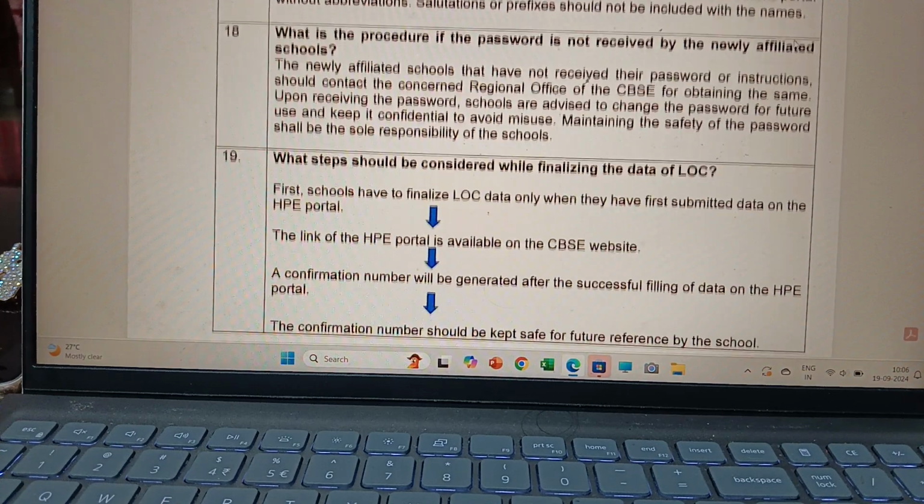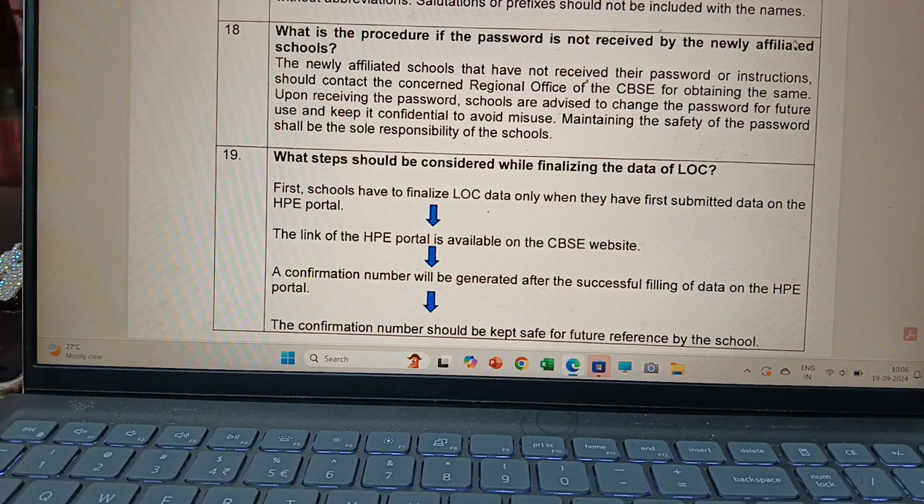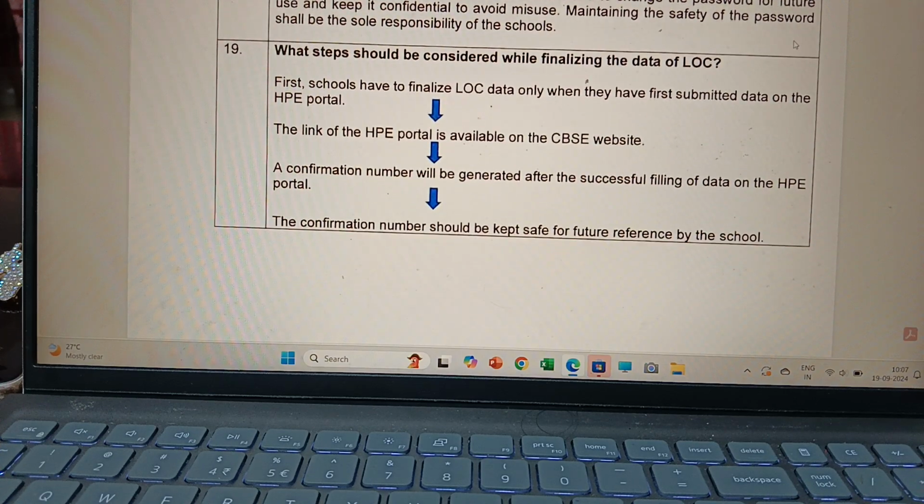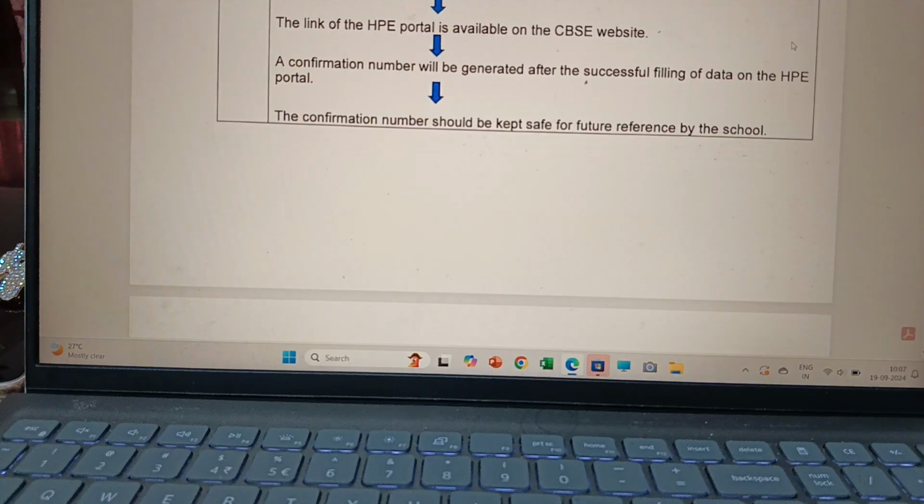19th question. What steps should be considered while finalizing the data of LOC? First, schools have to finalize LOC data only when they have first submitted data on the HPE portal. The link of the HPE portal is available on the CBSE website. A confirmation number will be generated after the successful filling of data on the HPE portal. The confirmation number should be kept safe for future reference by the school.